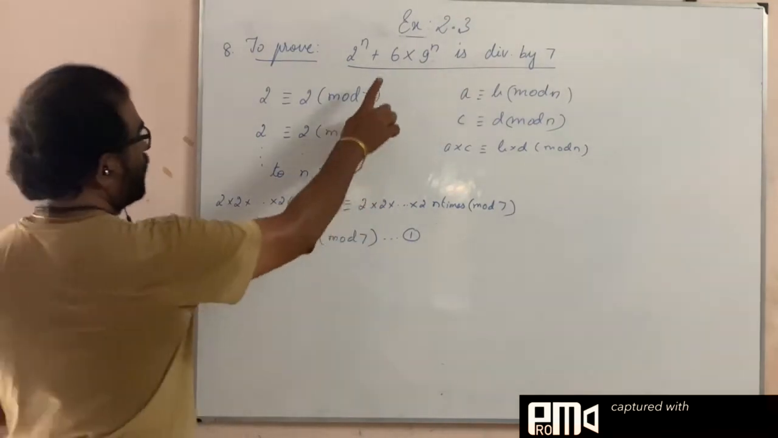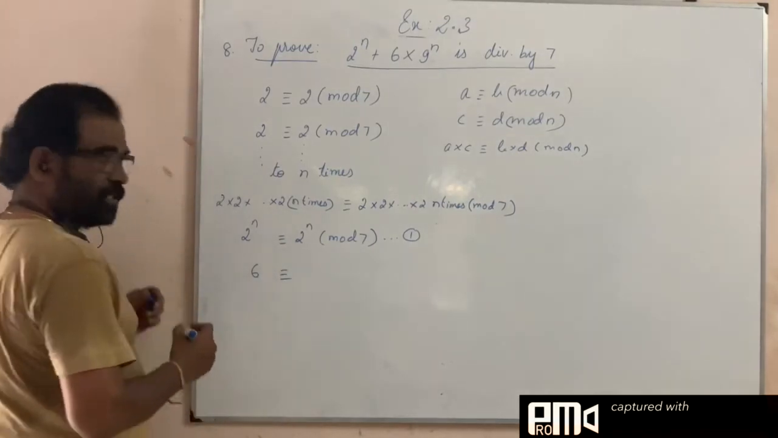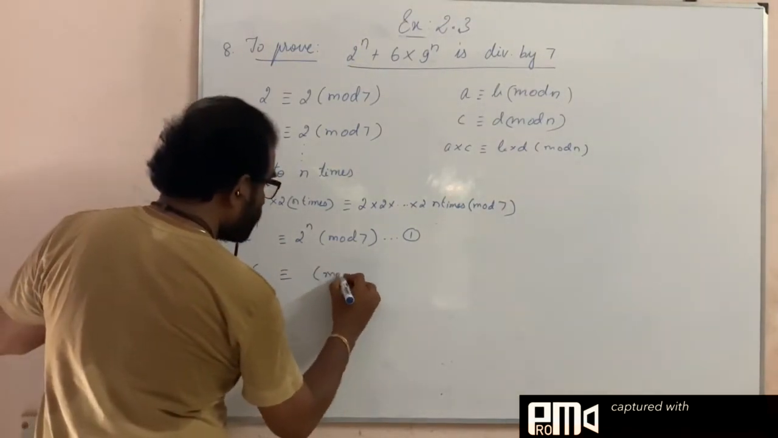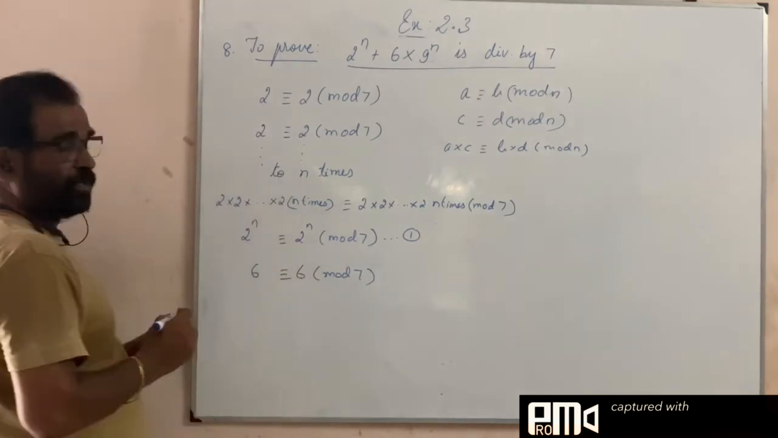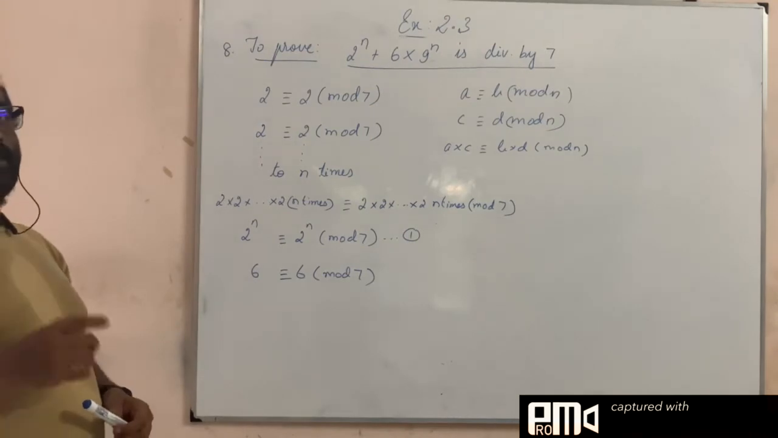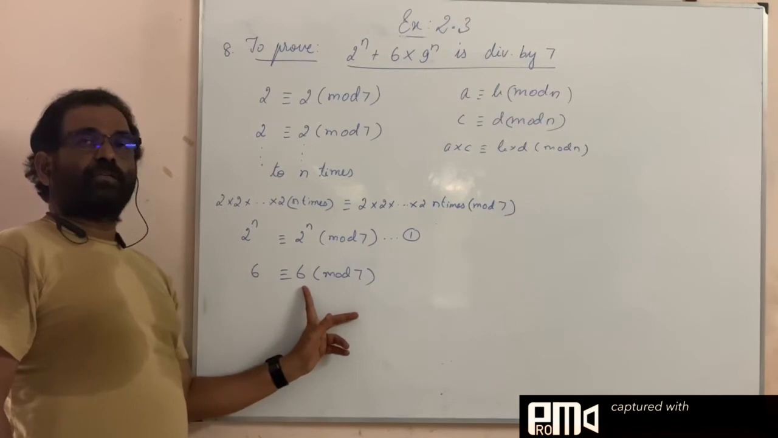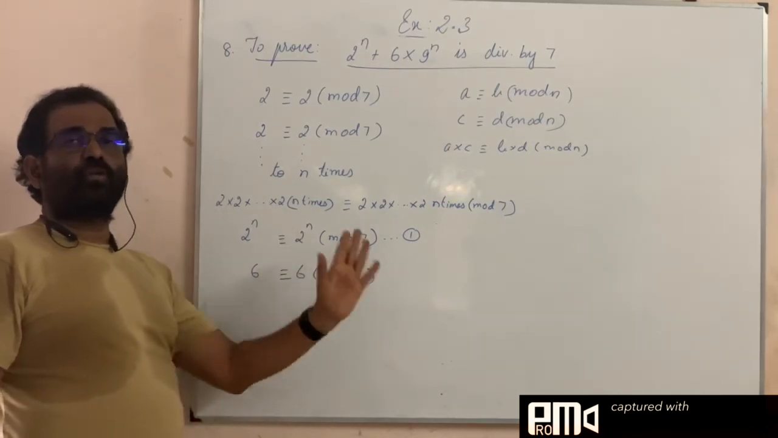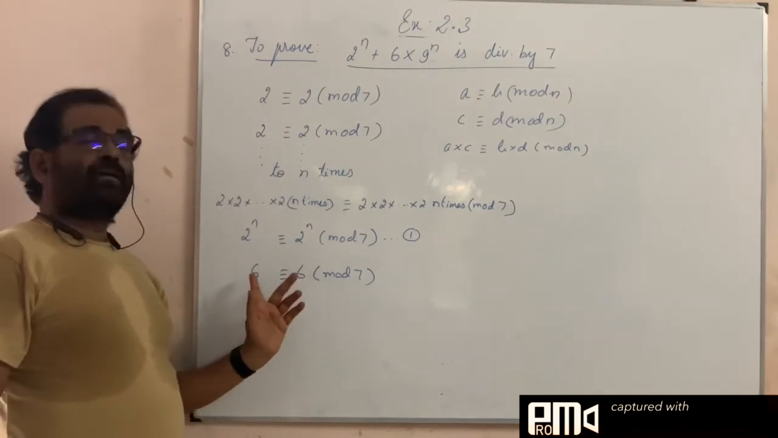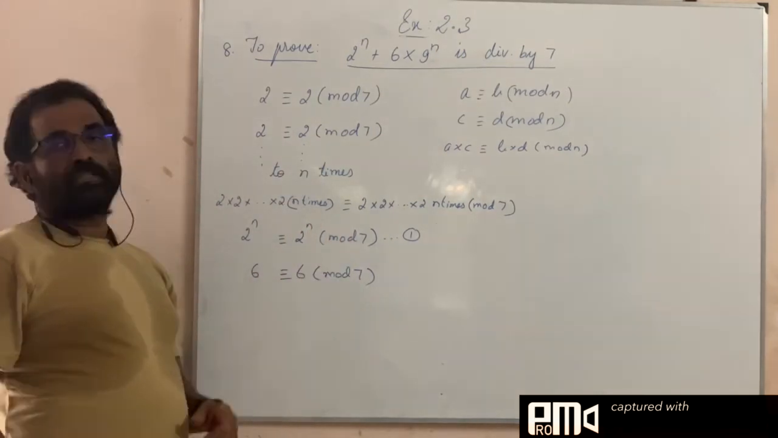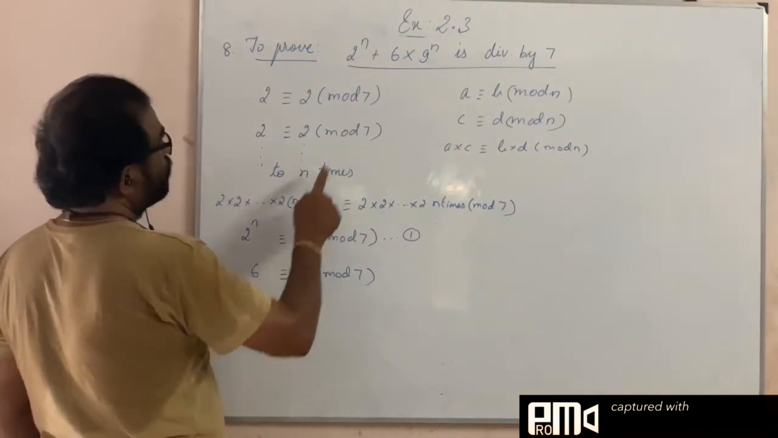Now I am taking the 6. 6 is congruent to which number mod 7? When 6 is divided by 7, the remainder is 6 only. How many 7s are in 6? So 7 into 0 plus 6. By the same method, we get 6 congruent to 6 mod 7.